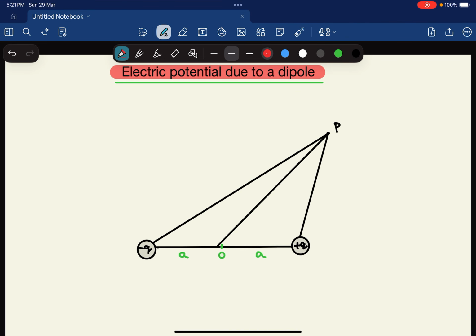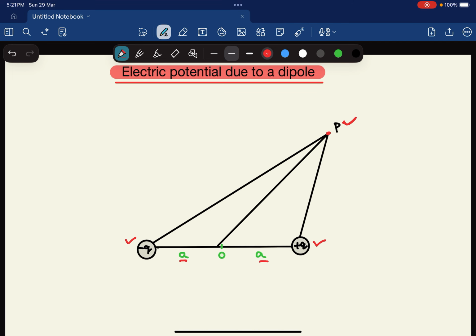In this video, I'm going to discuss electric potential due to a dipole. Okay, so look at this diagram here. Dipole means we have two equal and opposite charges, right? So one is a positive charge, another one is a negative charge, which are separated by a distance of 2a. Okay, so what I'm going to do here, I'm going to calculate electric potential at this point.